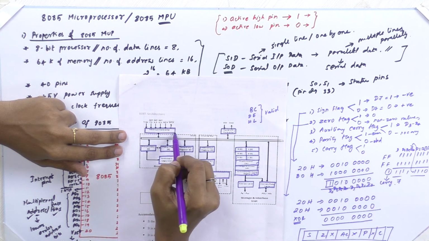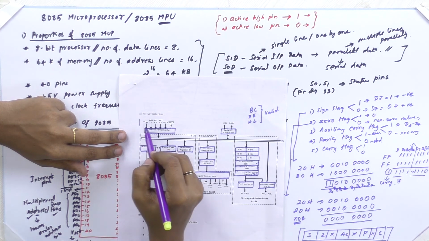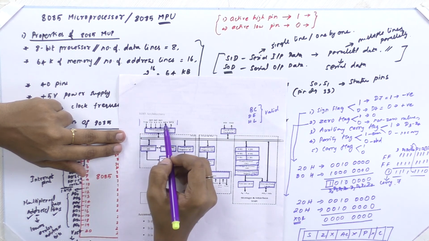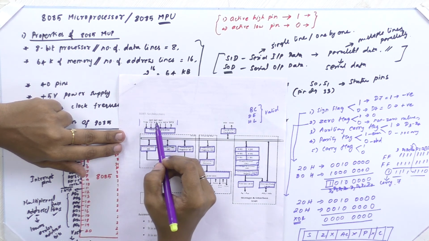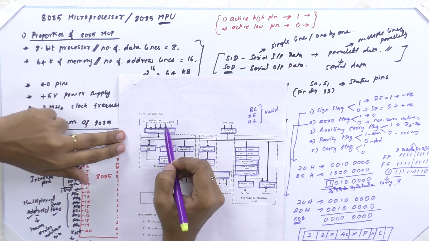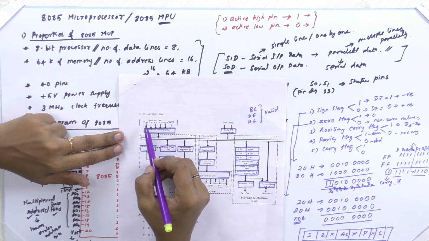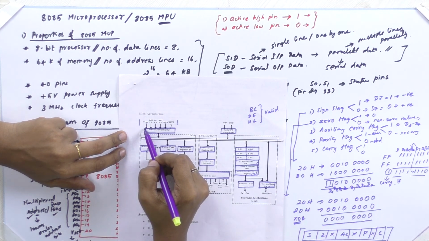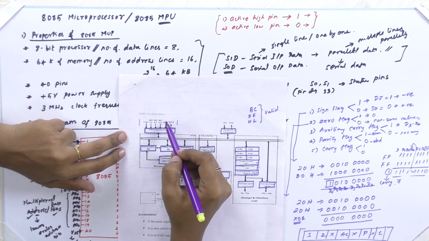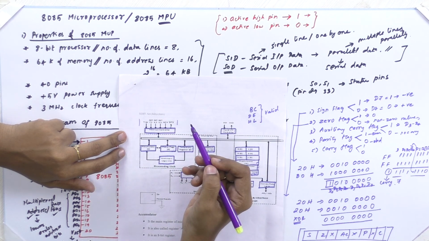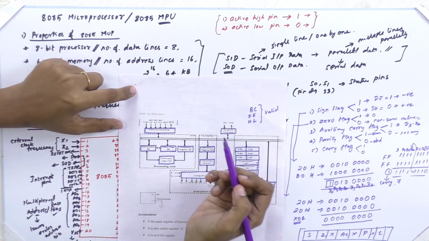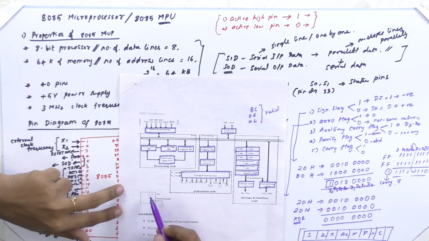And next is the interrupt controller. This unit is responsible for managing all the interrupt requests and interrupt acknowledgement. We have already discussed there are 5 types of interrupt pins: TRAP, RST 7.5, 6.5, 5.5 and INTR. Priority wise, TRAP has the highest priority and INTR has the lowest priority, and INTA is the interrupt acknowledgement signal. So this is all about 8085 architecture.